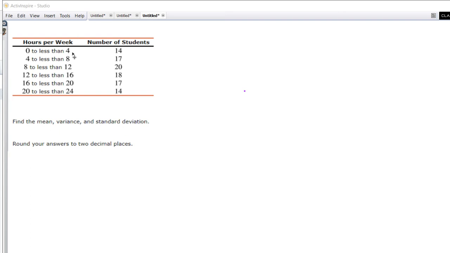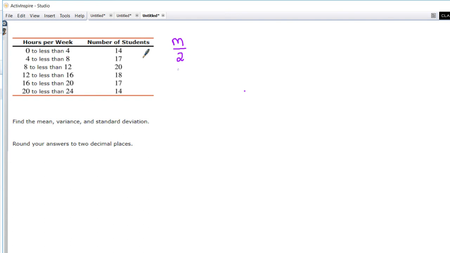Our first list is going to be our X values, and then our second list is going to be our M values, which are going to be our midpoints of these. Okay, so to find the midpoint, we want to add the lower value and the upper value, divide by 2. So our midpoints here are going to be 0 plus 4 divided by 2. That's going to give us 2.